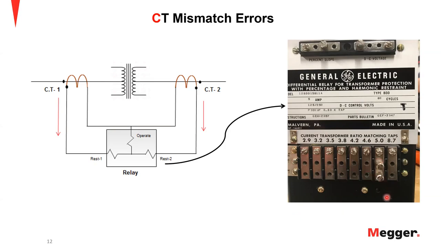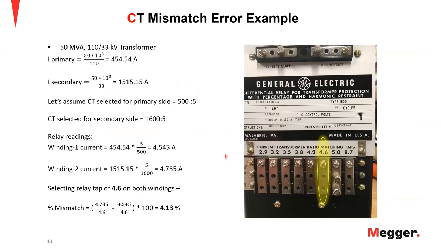Okay. So with that given, let us look into an example calculation. I have a 50 MVA transformer and then 110 kV on the primary, 33 kV on the secondary. So when we calculate the primary and the secondary currents for the nominal load, we're going to get these numbers, 454 amps and 1515 amps. So based on these numbers, we're going to assume that we're selecting these CTs here, the 500 to 5 CT on the primary and 1600 to 5 CT on the secondary.